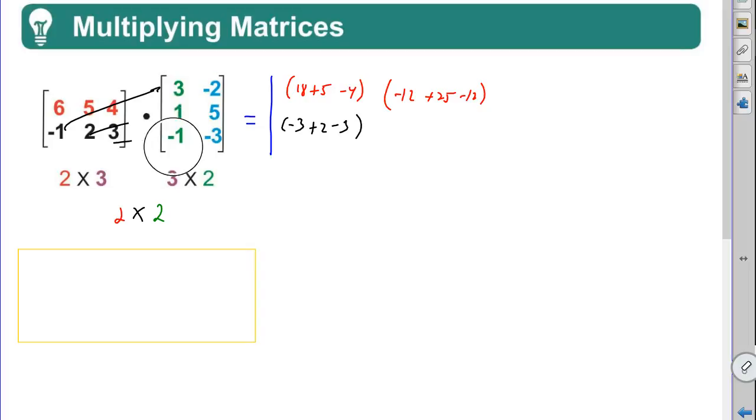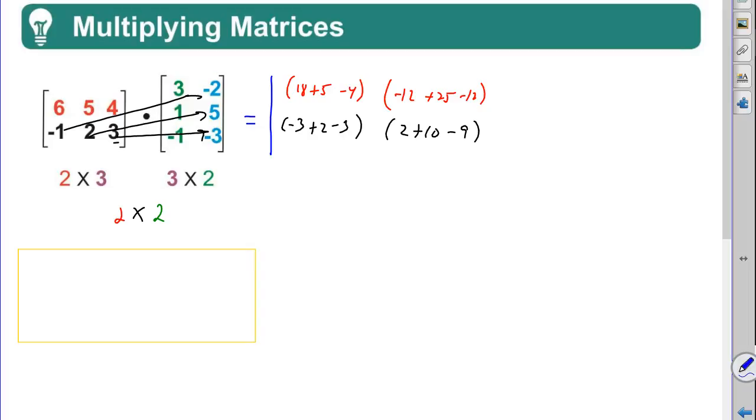And then again, I'm going to work across and down. So across I go. Negative 1 times negative 2 is a 2. 2 times 5 is a 10. And 3 times negative 3 is a negative 9.